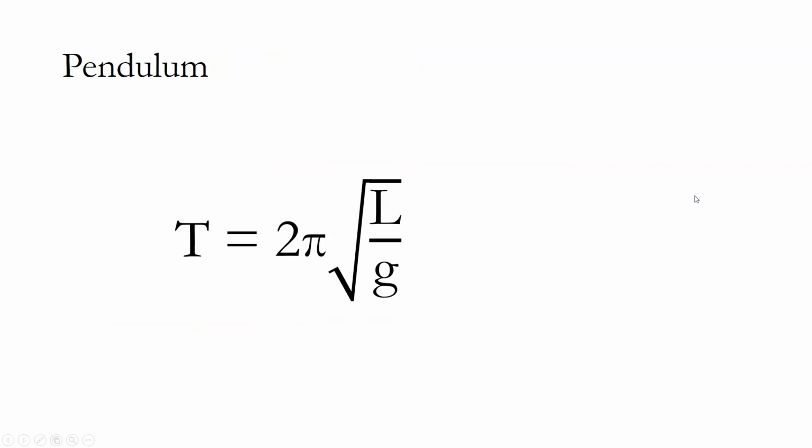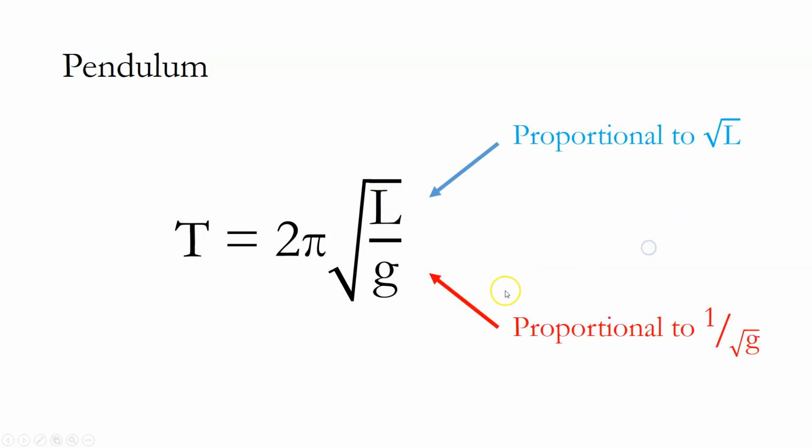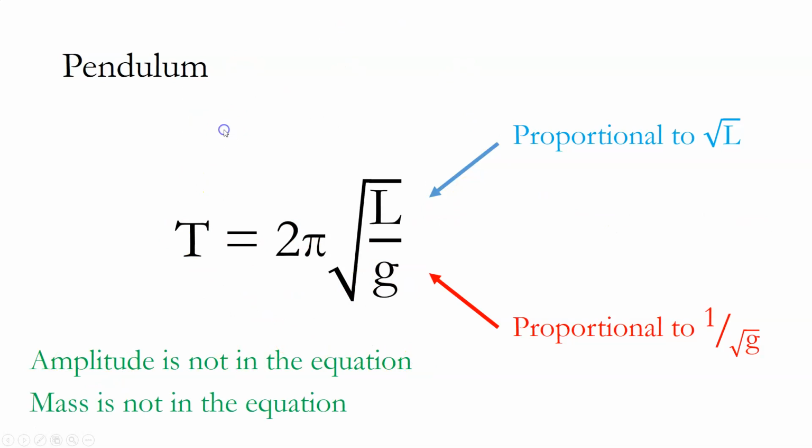So in general, if I looked up the period of a pendulum, it would look something like this. And we've seen this before because it's very similar to the period of a mass on a spring, and I'll make that comparison. But this would show that the period of a pendulum is proportional to the square root of L. That's something you investigated and know. It would also show that it's proportional to this. You'll notice that amplitude is not in the equation, and that's something you investigated. Amplitude's not here. And mass is not in the equation, another thing you investigated, and that is not here.